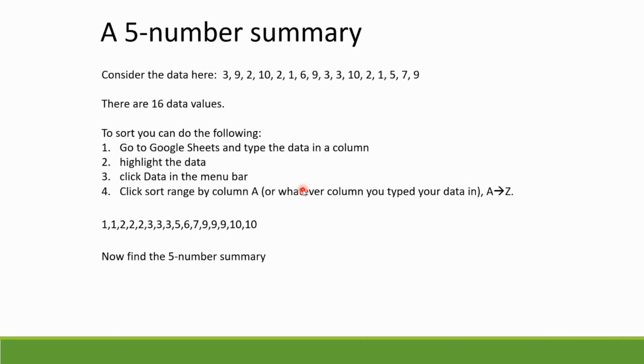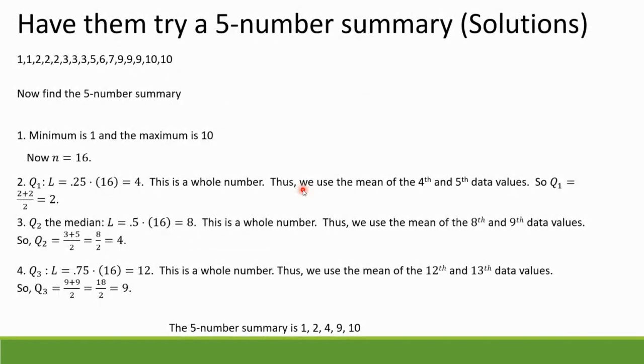Now, for the 5-number summary, 2 numbers are easy to get, the minimum and maximum. The minimum here is 1. The maximum is 10. Just by looking at the data, we can easily see that. Now, n is 16.